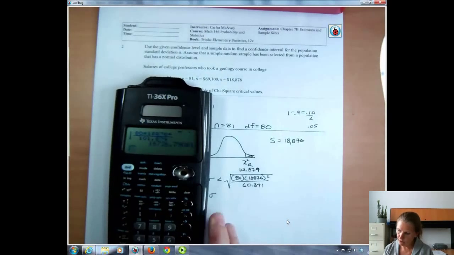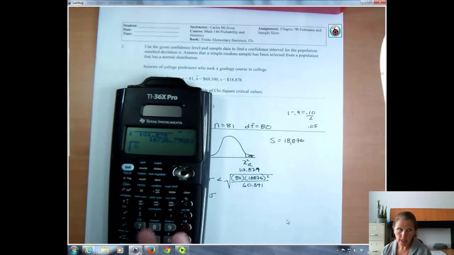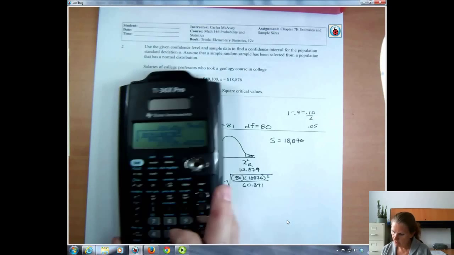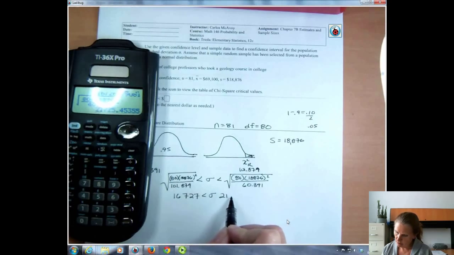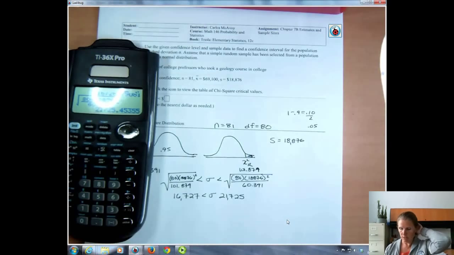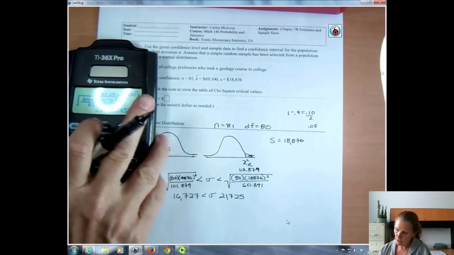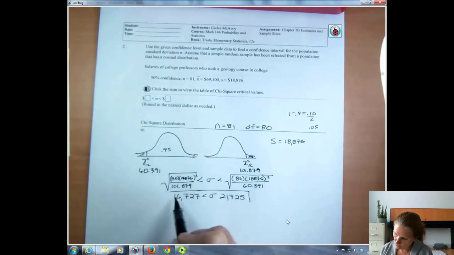But on the right-hand side, second function, square root, we have 80 times 18,876 squared over 60.391, and if I round that, I get 21,725. And that is the answer they had. So how was I off on one side and not the other side? I don't know. But hopefully your numbers will work out better.